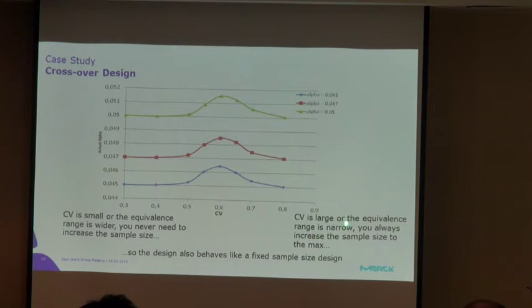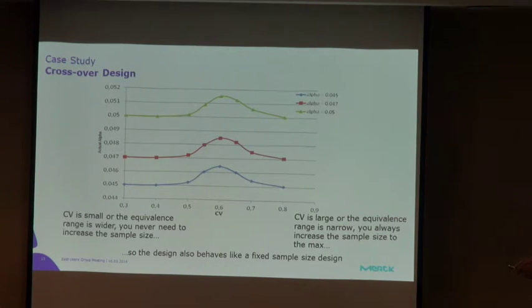If you have a large coefficient of variation, it's almost like the equivalence range is narrow, you always increase the sample size to the max. And so again, it almost becomes behaving like a fixed sample size. So that is another way to explain how in the tail, somehow, you reach your nominal alpha.